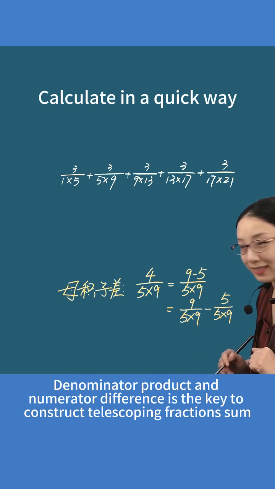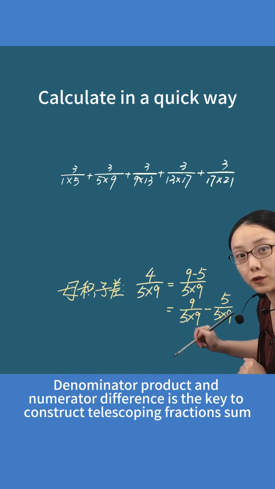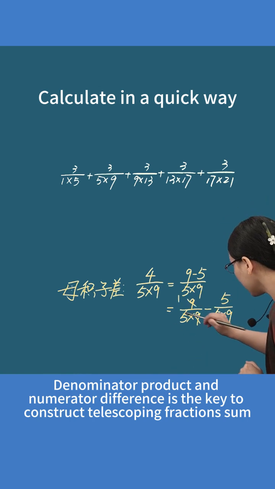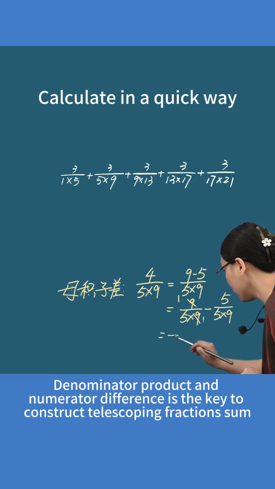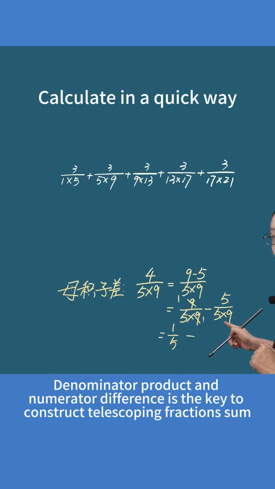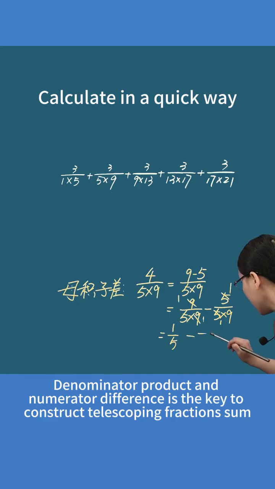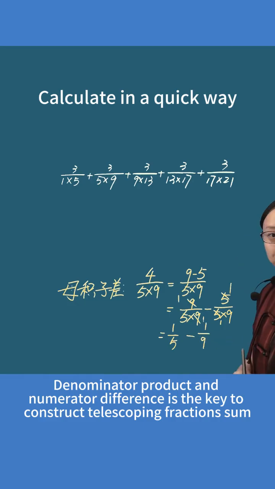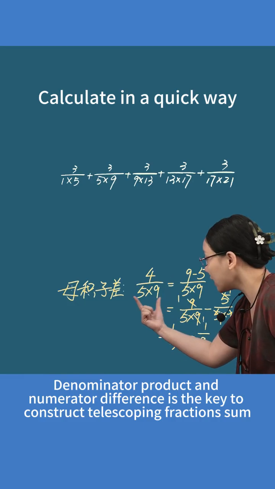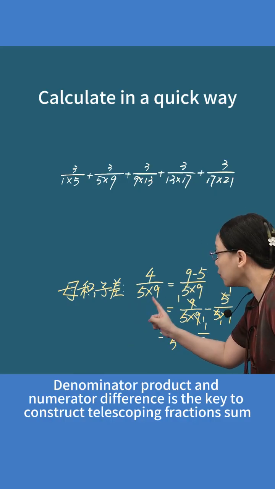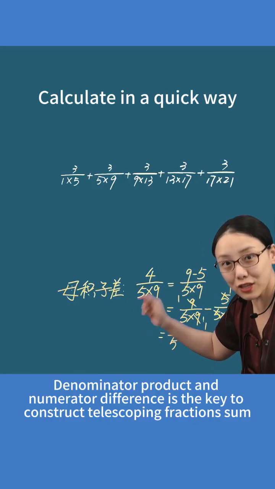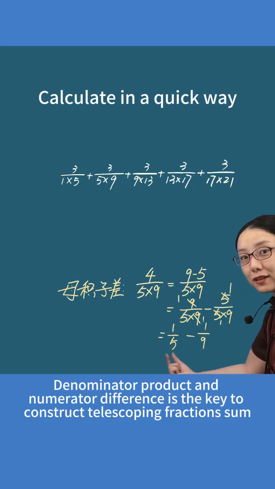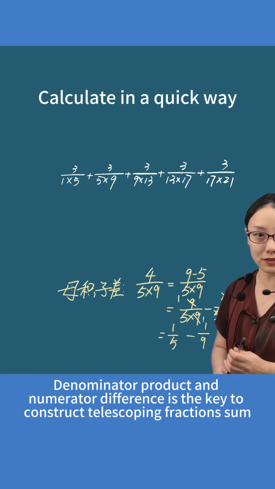All right, next, let's look at the numerator and denominator. If we divide both by 9, we can cancel out the 9, and what's left is 1/5, right? Now, if we divide both the numerator and denominator by 5, we can cancel out the 5, right? This becomes 1, this becomes 1. So isn't that just 1/9? So you see, if a fraction satisfies the condition where the denominator is the product and the numerator is the difference, it can be broken down into the form of two unit fractions being subtracted.